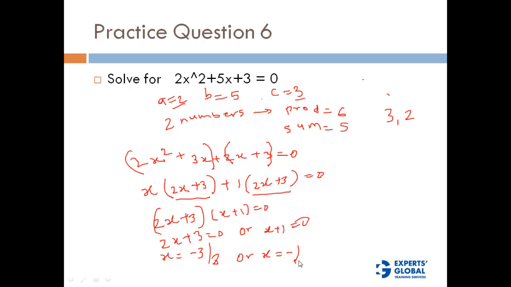Right? You can also try to solve this by splitting it as 2x plus 3x instead of 3x plus 2x. You will ultimately get the same answer. Another way to solve is you can use the formula minus b plus or minus under root b square minus 4ac divided by 2a. We have the values of a, b and c, and you will get the same solution at the end of any of these methods.